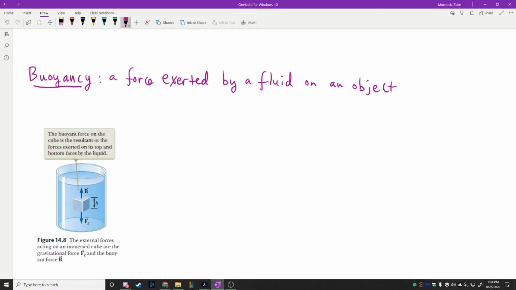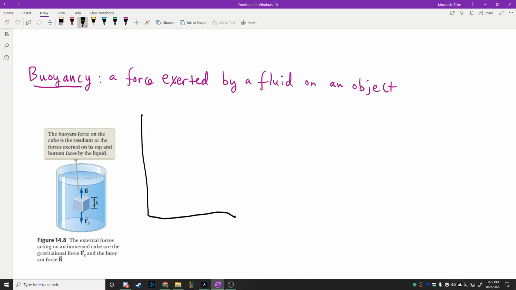This is because at the bottom of the cube, the pressure is larger than the pressure at the top, and so that pressure differential produces this thing that we call buoyancy. So we can go through and figure out exactly the size of that buoyant force, because we know what that pressure difference is, right? So consider a system that we've already really looked at.